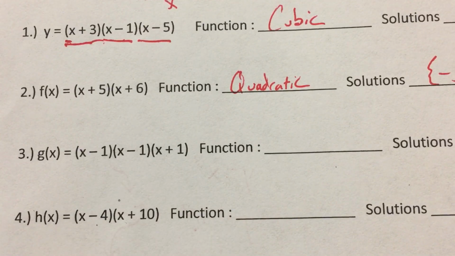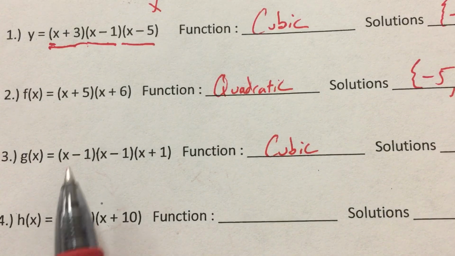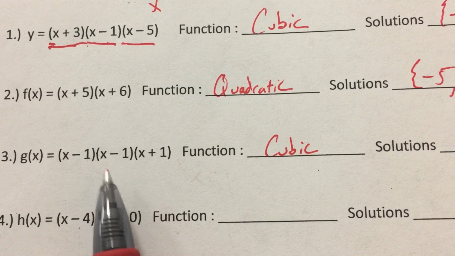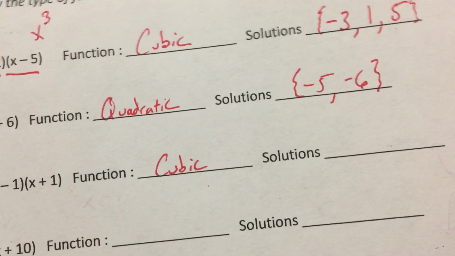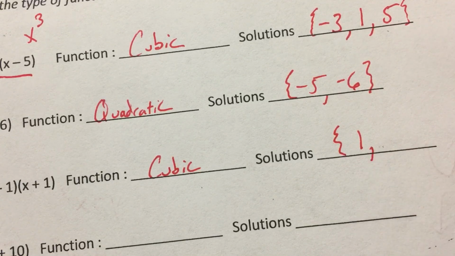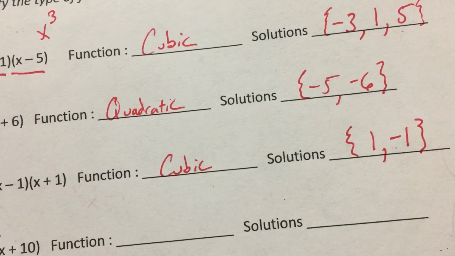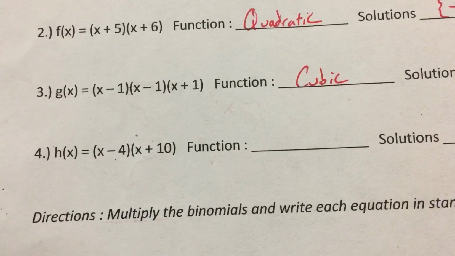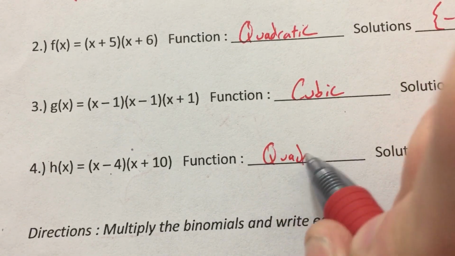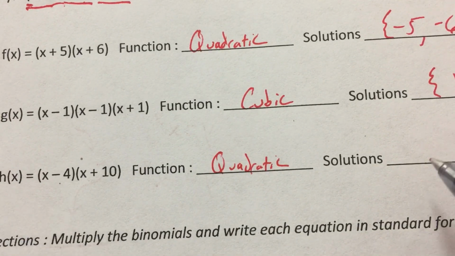1, 2, 3 solutions in number 3. 3 means cubic. Solutions would be positive 1 again. That would create the bounce when we graphed it, and then negative 1. When you're writing out the solutions, you don't have to write positive 1 twice. I wouldn't count it wrong if you did, but positive 1 is there twice. You can just write it once to indicate it as a solution. Down here, there's 2 binomials, so this is quadratic. Its solutions would be positive 4 and negative 10.